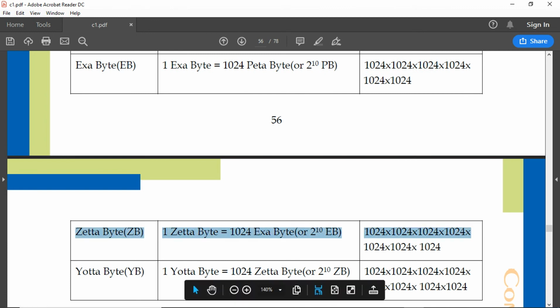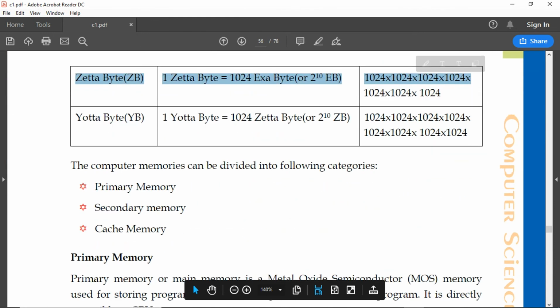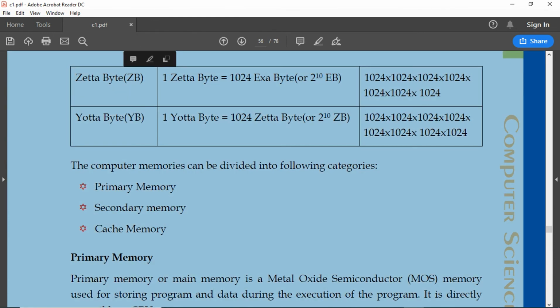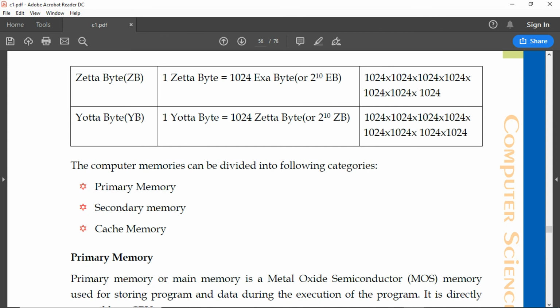Zettabyte, ZB, 1 zettabyte equals 1024 exabytes, or 2^10 EB.